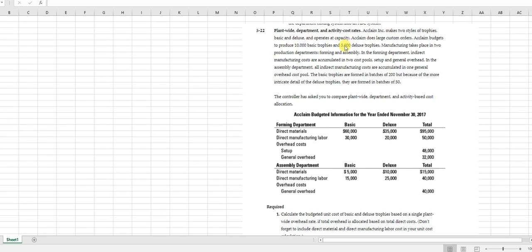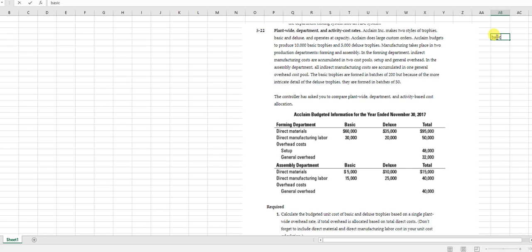Operating at capacity is important because basically we can't sell any more without increasing our fixed costs. That's what it basically means there. They do large custom orders. They budget to produce 10,000 basic trophies and 5,000 deluxe trophies. Those are a couple items that you might want to circle or make some notes on. So basically, remember, we're at capacity.